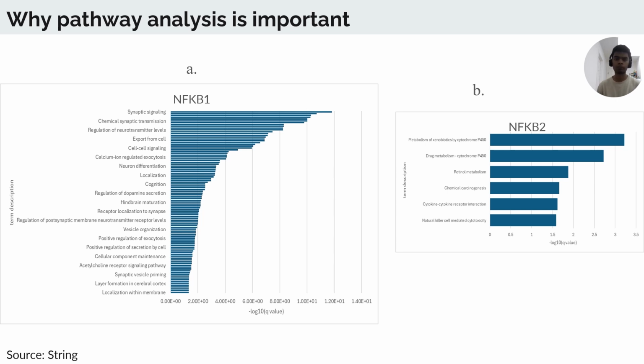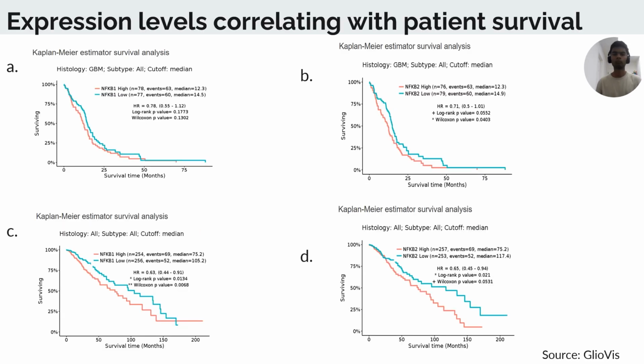Now let's look at how these expression levels are correlated with clinical data. The Kaplan-Meier estimator is used to look at survival rates and the amount of time the patients are living. The y-axis is the percentage of survival, while the x-axis is the time, which is measured in months. For the legend, light blue stands for low gene expression, while red stands for high gene expression.